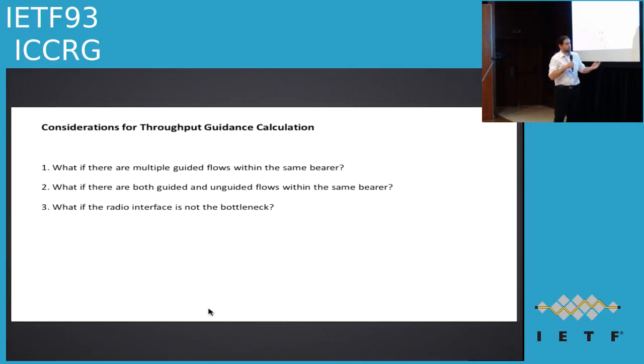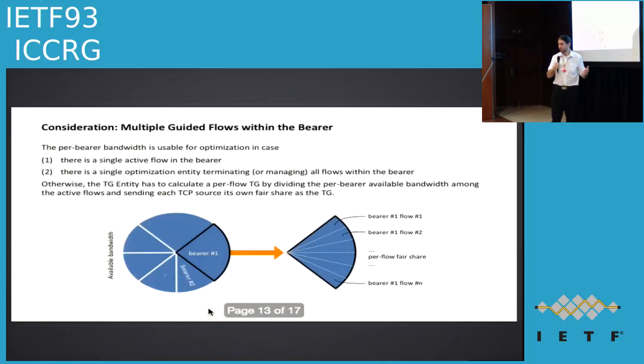So if there are multiple flows within the barrier, then we can calculate the fair share of each flow from the barrier's bandwidth and provide that for each, and then send it, and that's it. Okay, let's go to the next one.